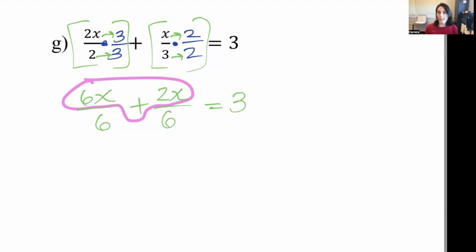So those are like terms. I can combine them to do 6x plus 2x, which is 8x. Keep the denominator the same. That does not change. A lot of students I see accidentally, for some reason, multiply 6 times 6, or they add 6 and 6. So they'll put 12. Don't do that, right? Adding and subtracting fractions, the denominator stays the same.